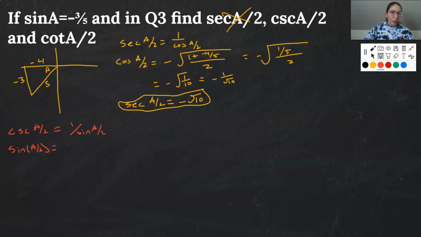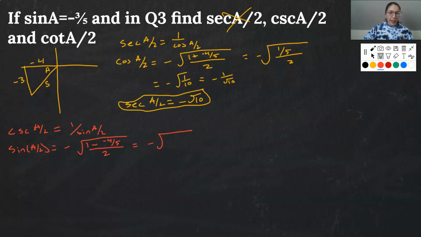So sine of A over 2 is plus or minus. I'm in quadrant 3, sine is negative, so I use the negative version of the formula. 1 minus cosine of A, which is adjacent over hypotenuse. We'll have a double negative here. Let's clean this up.